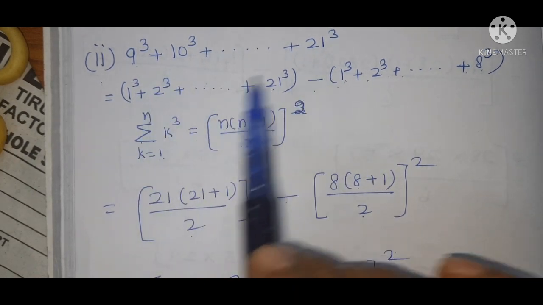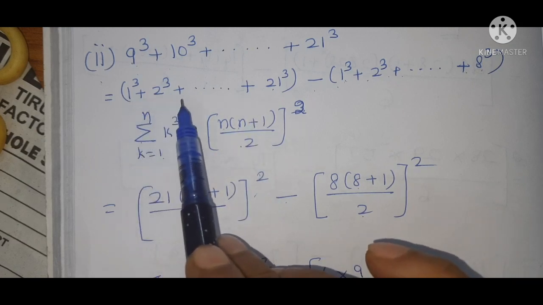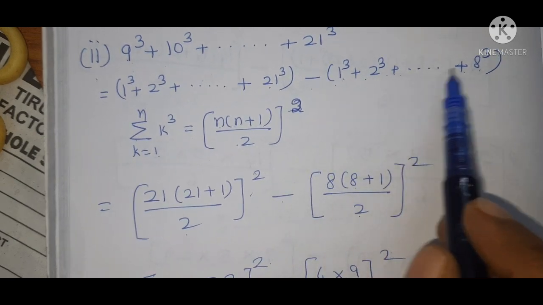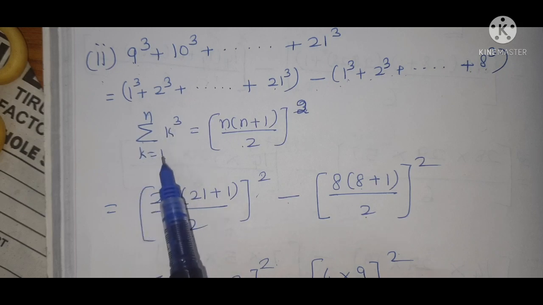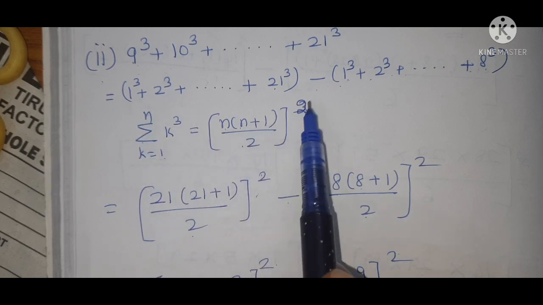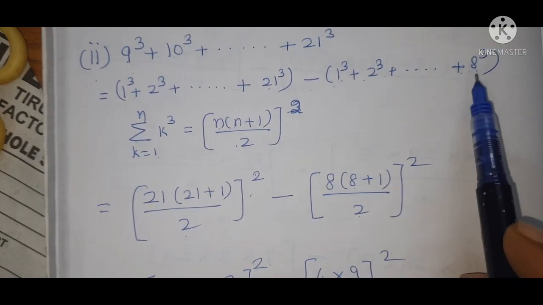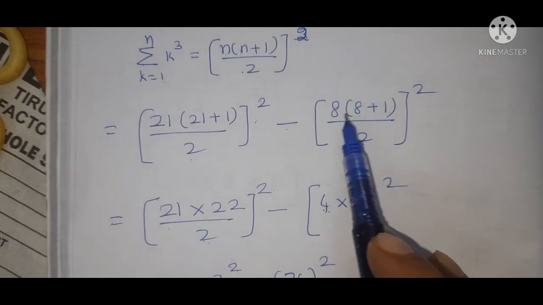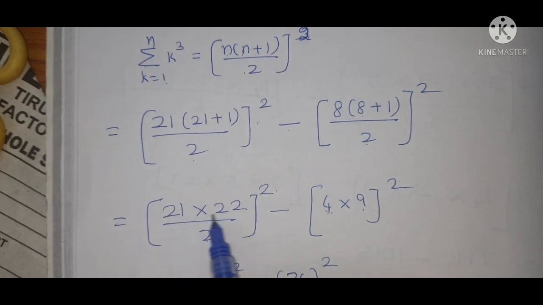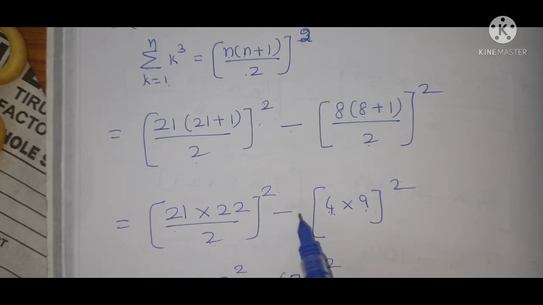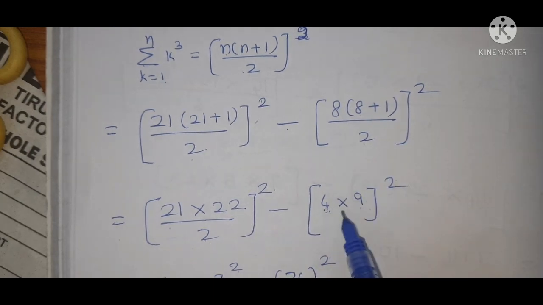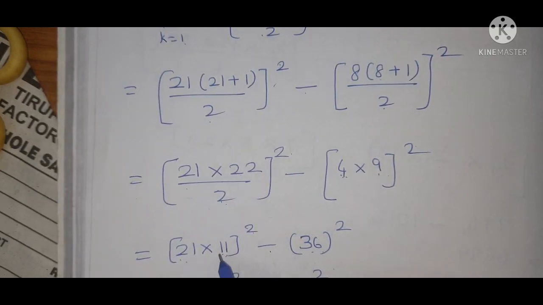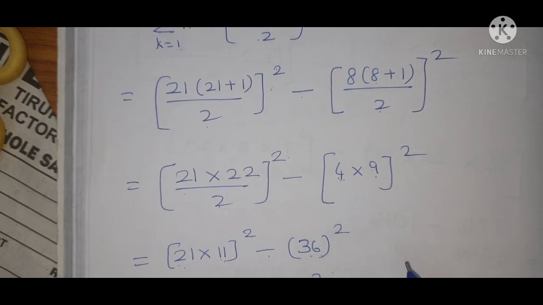So we change the series into 1 cube plus 2 cube and so on plus 21 cube minus 1 cube plus 2 cube and so on plus 8 cube. Sum of k cube, k is equal to 1 to n, is n into n plus 1 by 2 the whole square. Here n is 21, here n is 8. 21 into 21 plus 1 by 2 the whole square minus 8 into 8 plus 1 by 2 the whole square. 21 into 21 plus 1, 22 by 2, the whole square, minus 8 by 2, 4, 4 into 8 plus 1, 9, the whole square. 22 is divided by 2, we get 11. 21 into 11 the whole square minus 4 into 9, 36 the whole square.